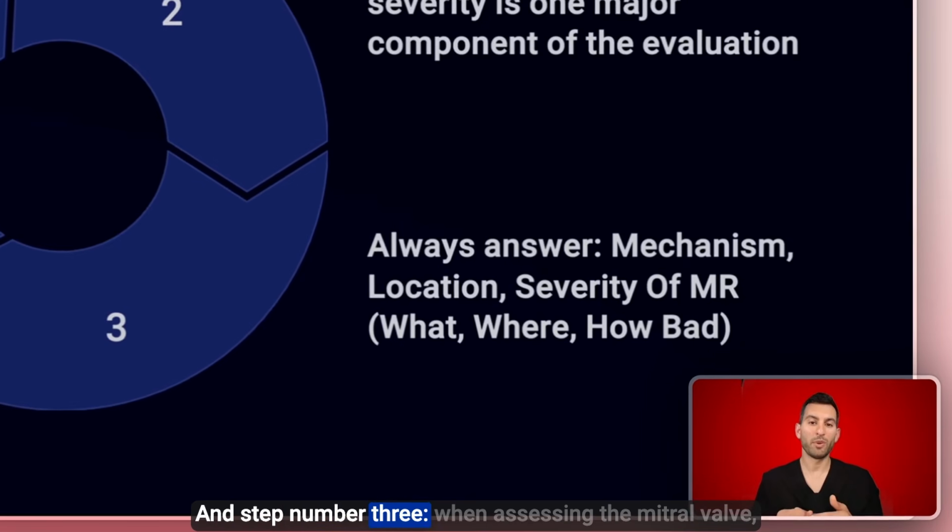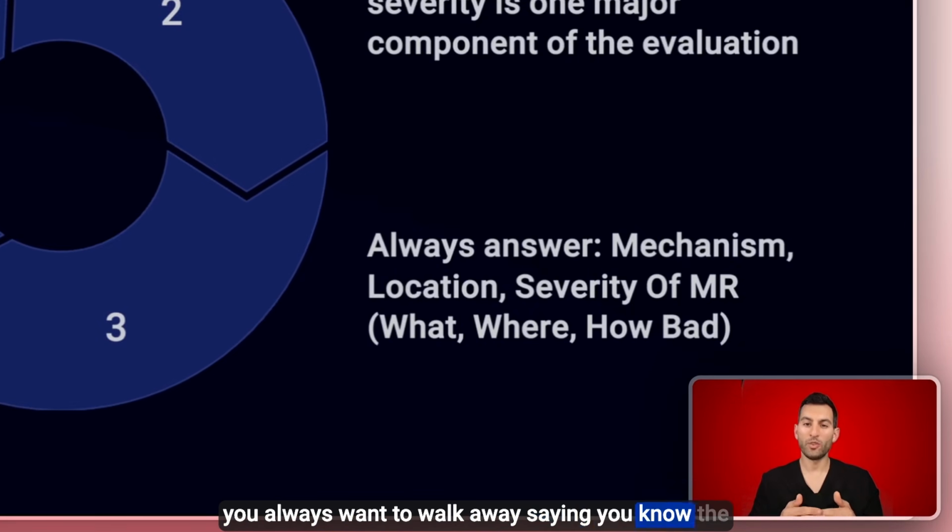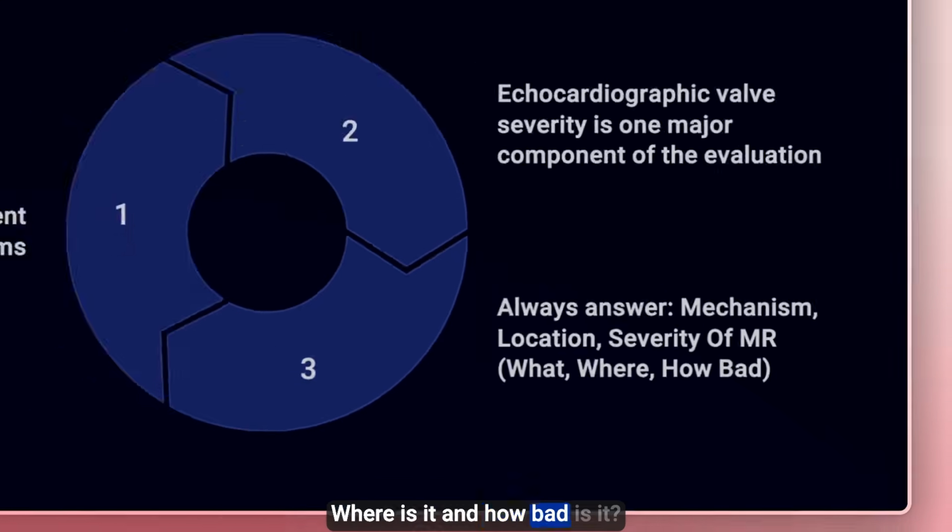And point number 3, when assessing the mitral valve, you always want to walk away saying you know the mechanism, location, and severity of the MR. What is it? Where is it? And how bad is it?